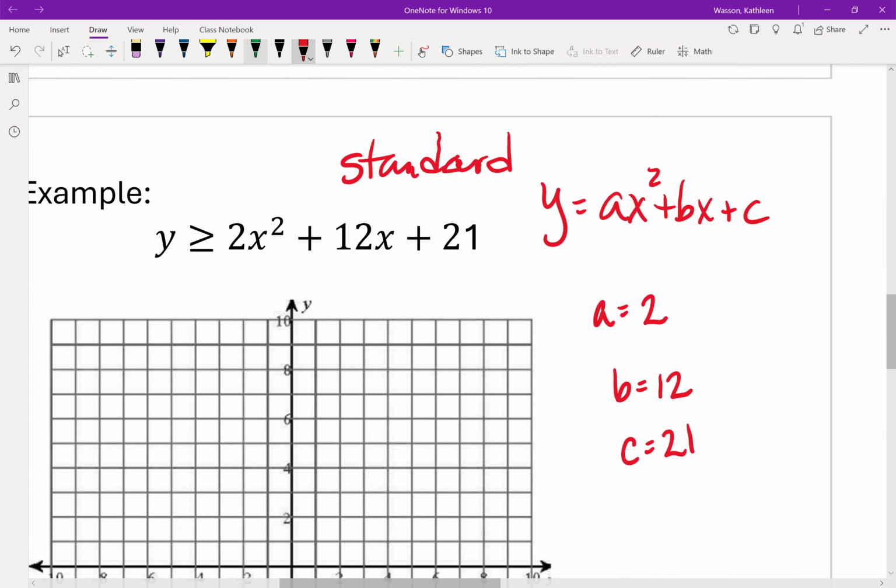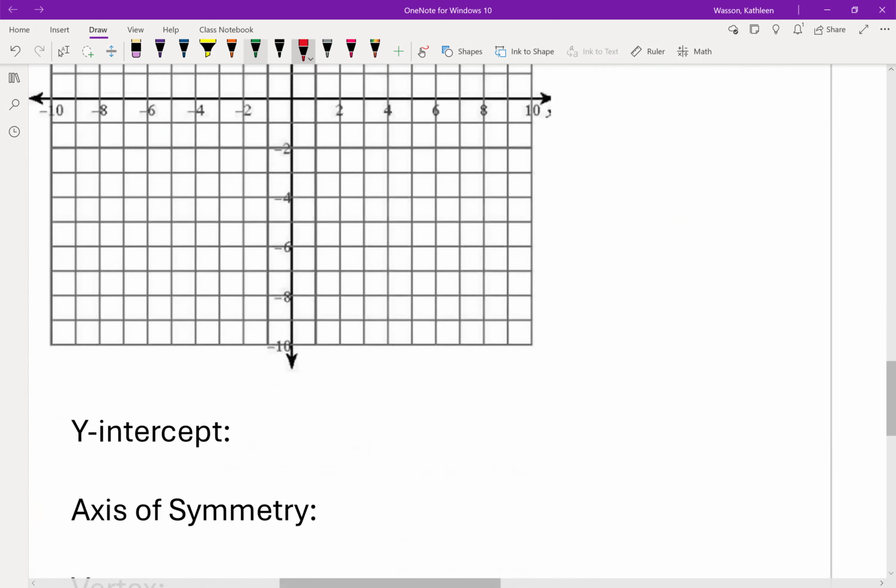For a standard form inequality, it's not obvious what the vertex is. It's not obvious what the axis of symmetry is. We'll have to calculate those. What's really easy to read off of an equation or inequality that's in standard form is the y-intercept. So that's what we're asked first, because it'll be 0, c, and you don't have to memorize that, but we know that x equals 0 on the y-axis.